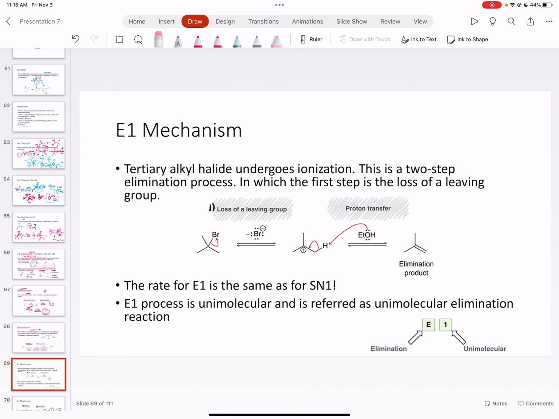So E1, it can happen on tertiary. I did put it on tertiary because on tertiary it's faster, but that doesn't mean it can't happen on secondary or primary. It can happen, but rarely. So we mainly see it on tertiary. So a tertiary alkyl halide undergoes ionization. This is a 2-step elimination process in which the first step is a loss of a leaving group.